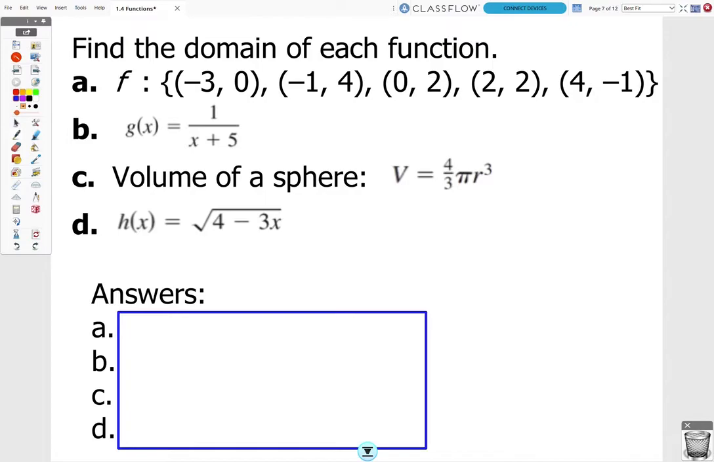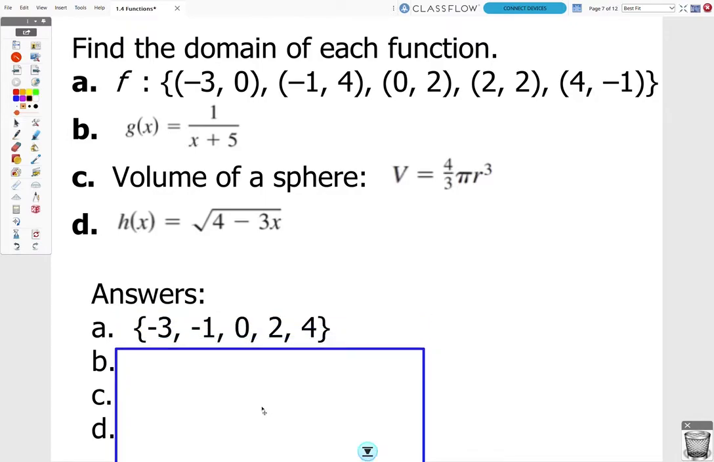So for the first one, the domain is simply all of the x values. So we look at values like negative 3, negative 1, 0, 2, and 4. Simply just the x values, or all the input values.